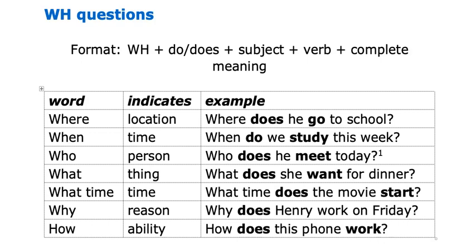Let's look at our WH words. Where indicates location, when indicates time, who indicates a person, what indicates a thing, what time indicates time, why asks for a reason, how asks about ability. And even though the word how does not start with WH, we include it in this group. So notice I've highlighted the verbs, either the to-do verb, do or does, and then the base verb.